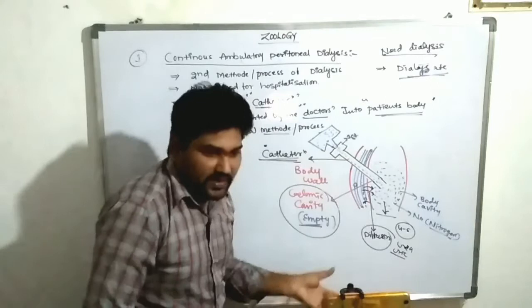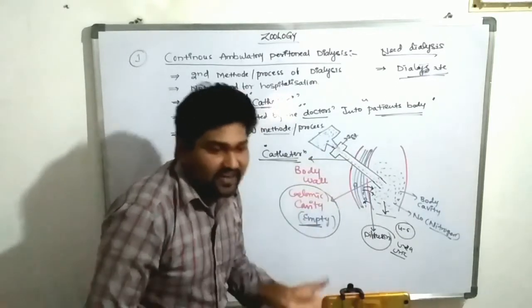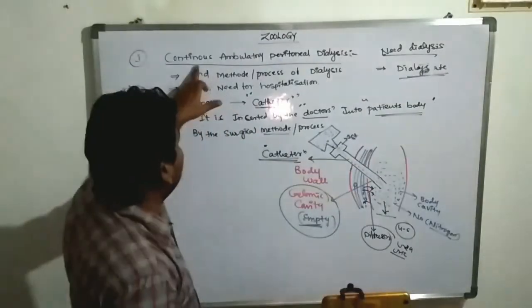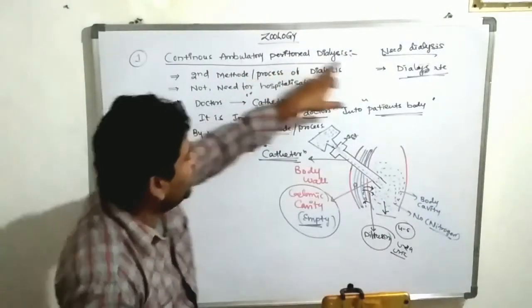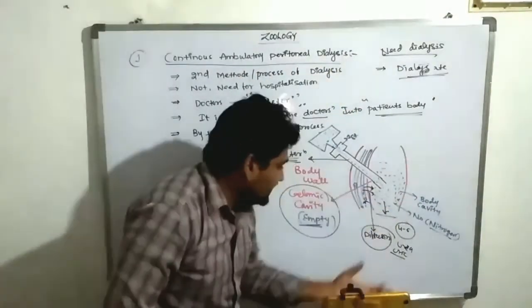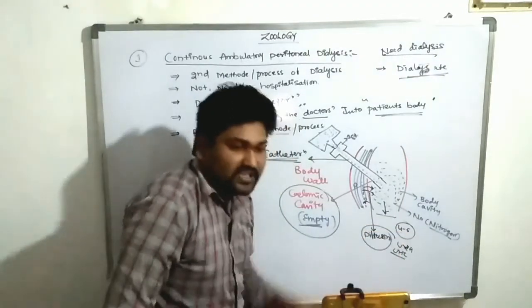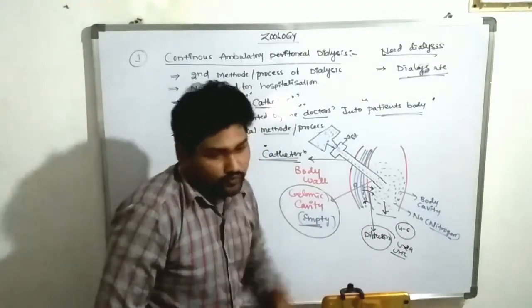So this is a continuous process of collecting nitrogenous wastes. That is called continuous ambulatory peritoneal dialysis. This continuous process is complete within 4 to 5 hours. This process will continue for 4 to 5 hours.